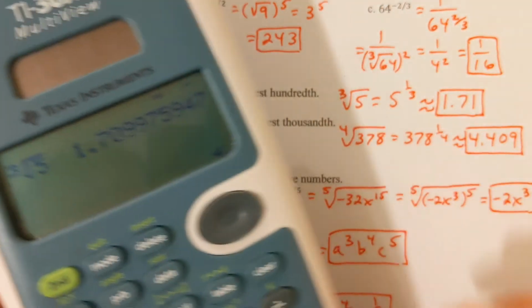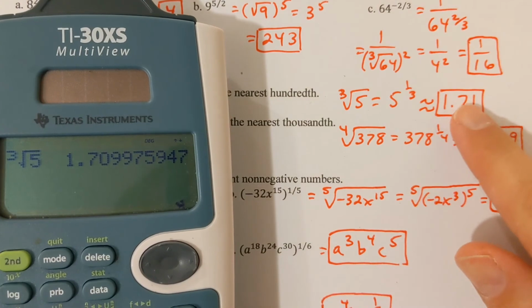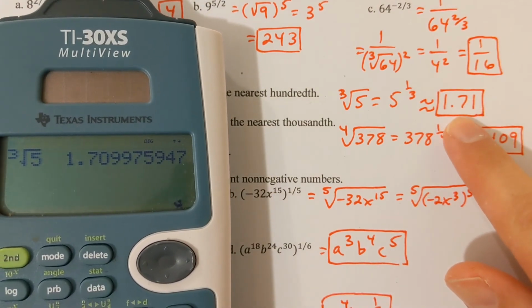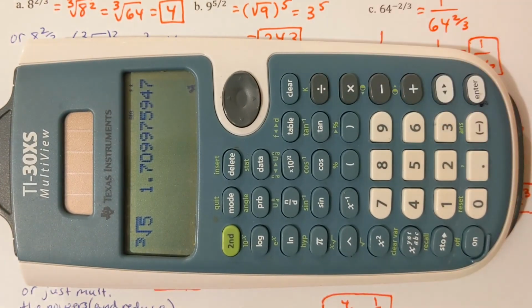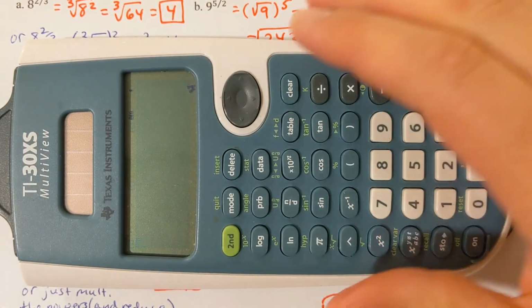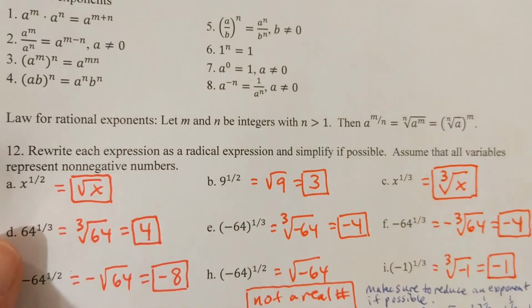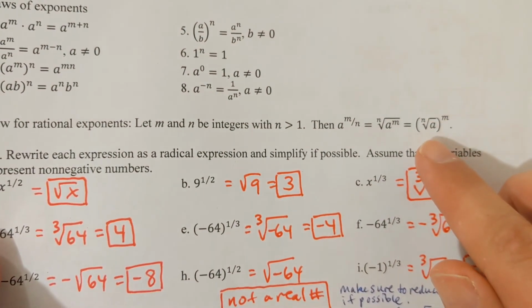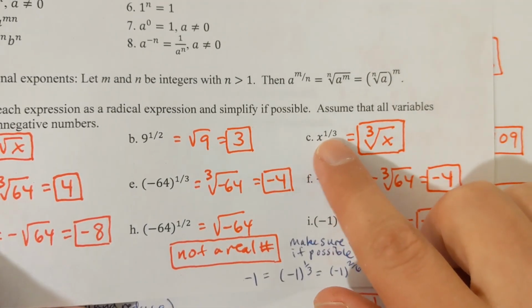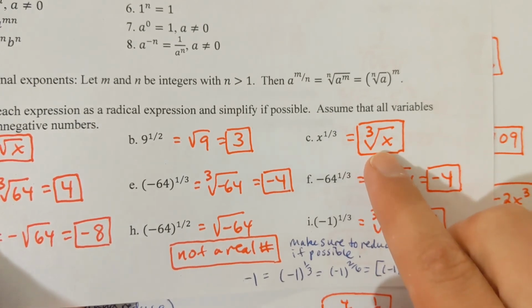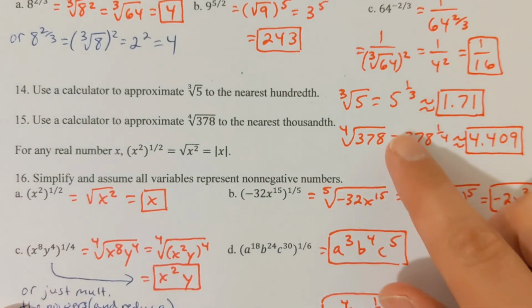And I get 1.71 if I go to the nearest hundredth, they said, nearest 2 digits. Now, what if I didn't know about that? Well, I'd want to know this law of rational exponents. The cube root of 5 in rational exponent form would be 5 to the 1/3 power, right? X to the 1/3 is the same as the cube root of x. So the cube root of 5 would be the same as 5 to the 1/3, and I've got that written down.